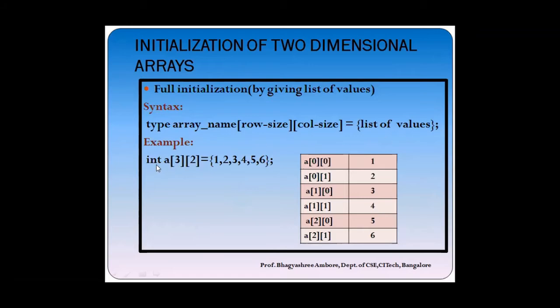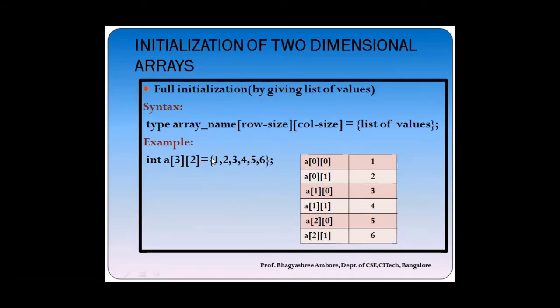Now we'll see the example. Integer A is the name of the array. 3 rows are there, 2 columns are there. So how many values will I enter here? 3 into 2, 6. I need 6 values. So I have entered 1, 2, 3, 4, 5, 6.